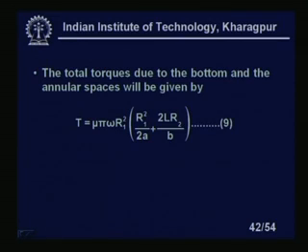Total torque due to the bottom and the annulus plates will be given by mu pi omega R1 square multiplied by R1 square by 2a plus 2L R2 by B. Okay, this is equation number 9, right.